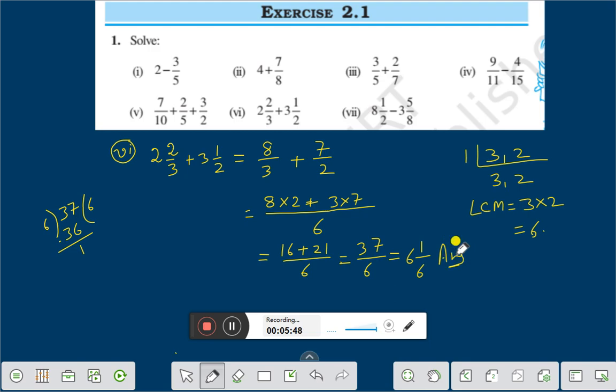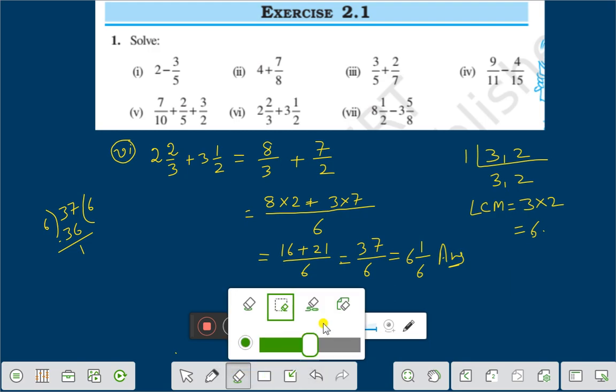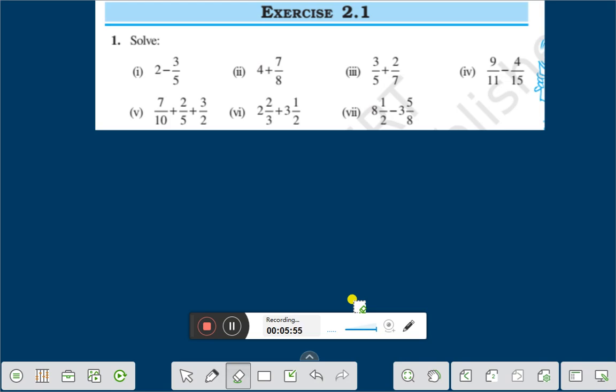Now we shall solve question number 7. Right? Question number 7 is 8 whole 1 by 2 minus 3 whole 5 by 8. Therefore, we are getting 8 twos are 16 plus 1, 17 by 2.